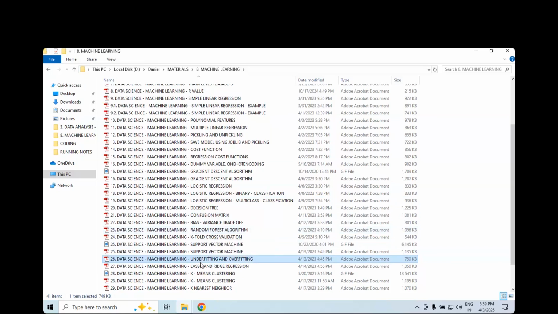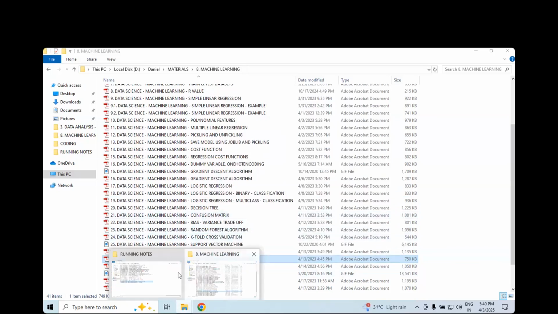Okay, let's take up underfitting and overfitting after the gradient descent algorithm. Now I'm preparing the running notes for you.